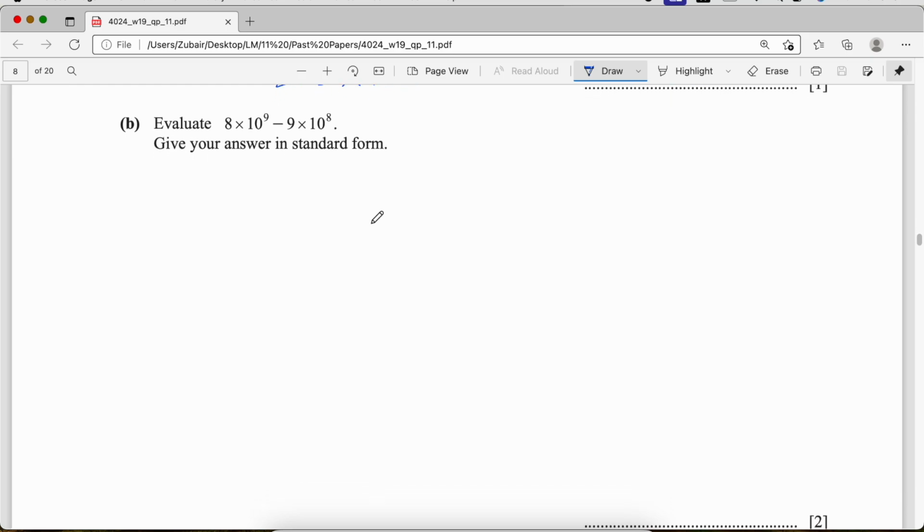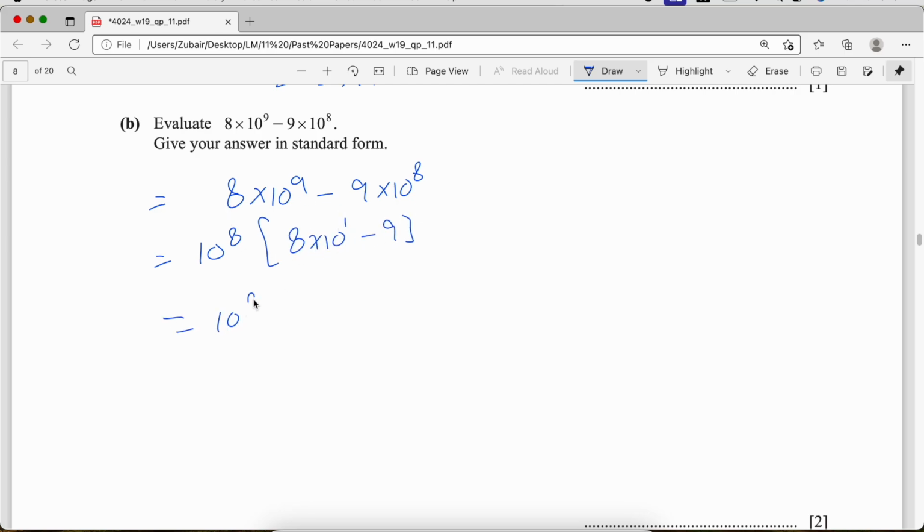Evaluate, giving the answer in standard form. So 8 into 10 raised to power 9 minus 9 into 10 raised to power 8. There are different approaches. I'm taking out 10 raised to power 8 as common. So I'm left with 8 into 10 raised to power 1 minus 9, that's times 10 raised to power 8.